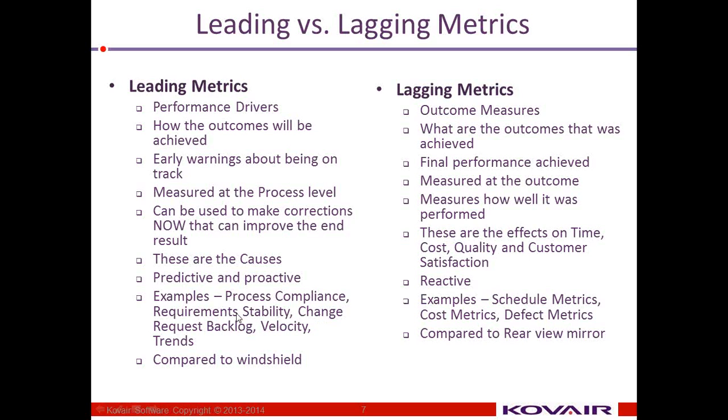Some examples of leading metrics are process compliance, requirement stability, or the opposite, requirements volatility, and change request backlog. So what is the rate at which change requests are coming in, and how many change requests are still left, then the velocity and trends of the project. These are leading metrics based on real-time current data, and if you keep track of these metrics and take corrective actions properly, then it's bound to impact positively on the quality of what you're trying to produce. Whereas examples of lagging metrics are the typical schedule metrics, cost metrics, and defect metrics. So what was the schedule variance and cost variance, these sorts of metrics.